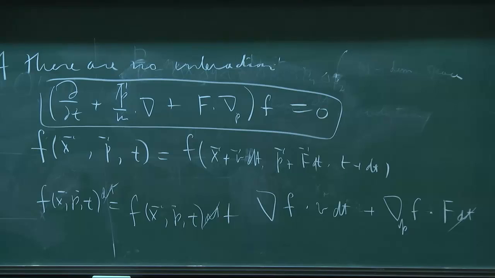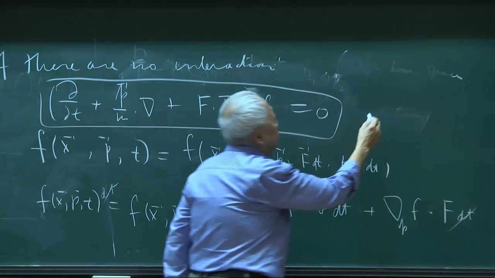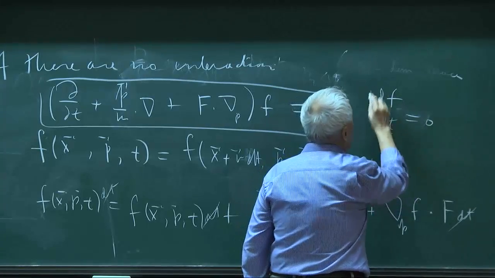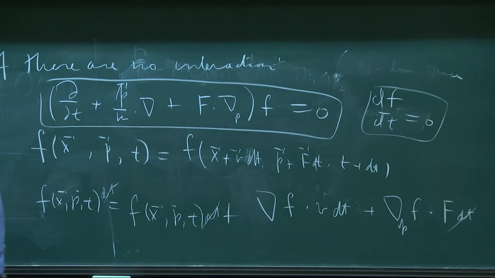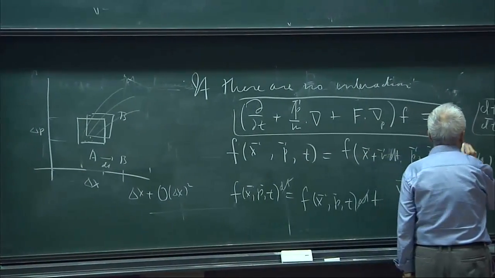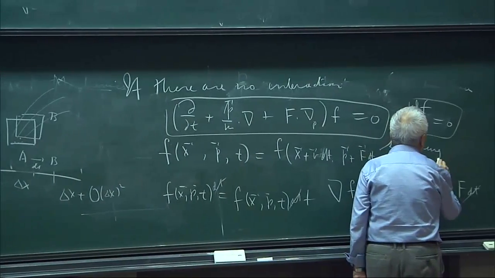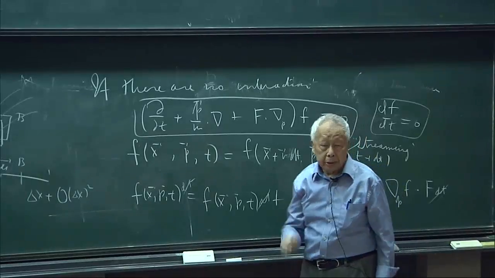Since f depends on x, p, and t, all this says is that the total derivative of f is 0. It's equal to this statement. And this describes how the free particle phase streams in this space. It's called streaming, like a fluid streaming in hydrodynamics. This is streaming motion without interaction.